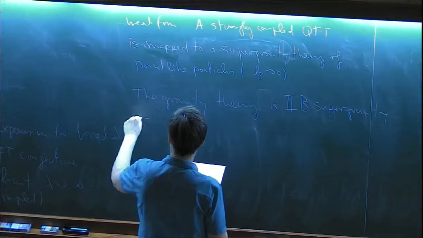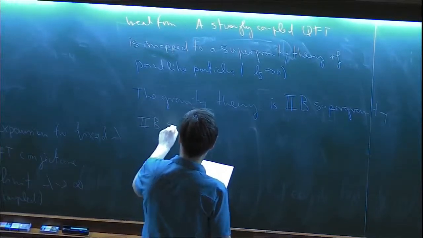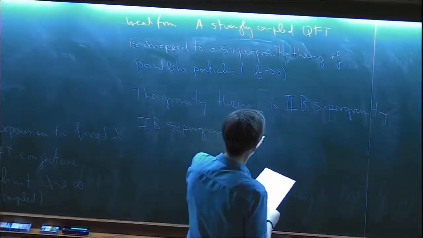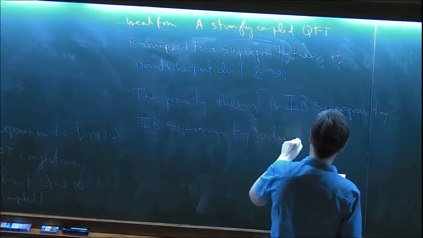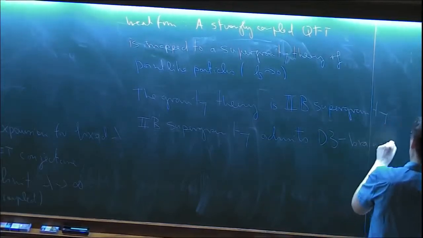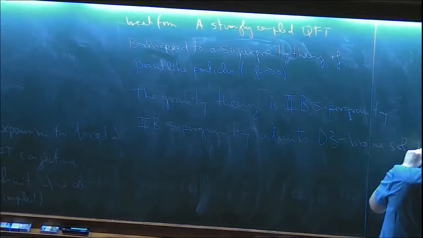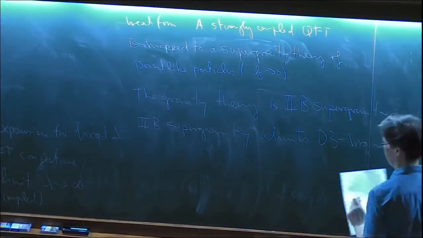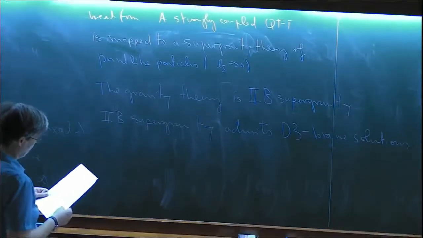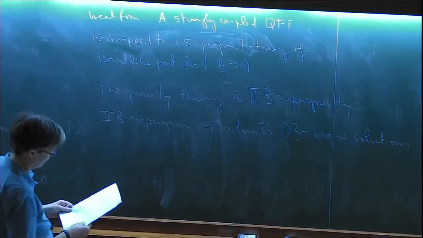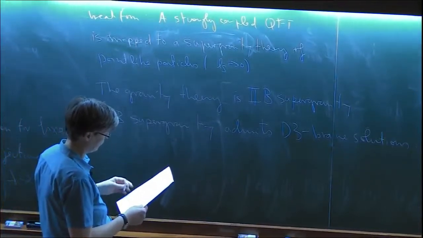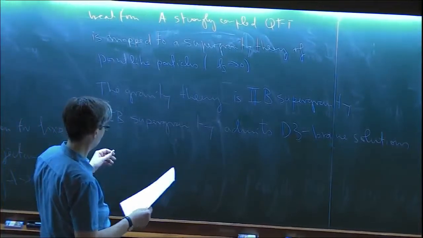The key point of this theory is that this type 2B supergravity admits these three-brane solutions. So already yesterday I said that these three-branes are super important for formulating this example of ADS-CFT. Yesterday I already told you a few things about these three-branes.